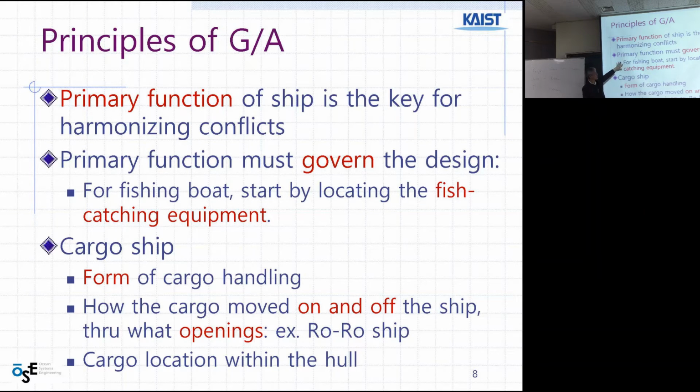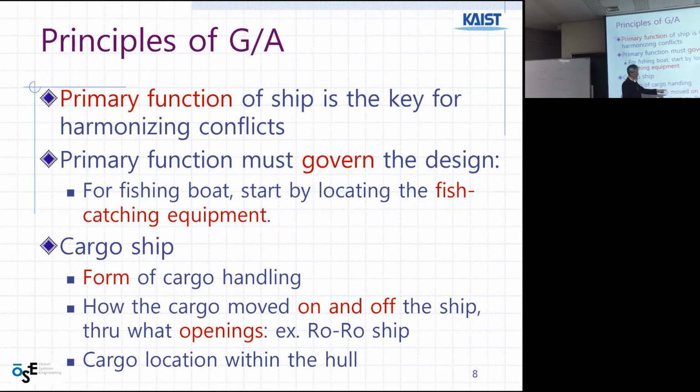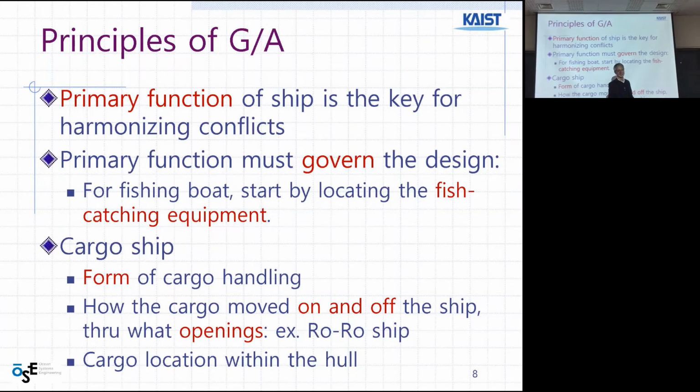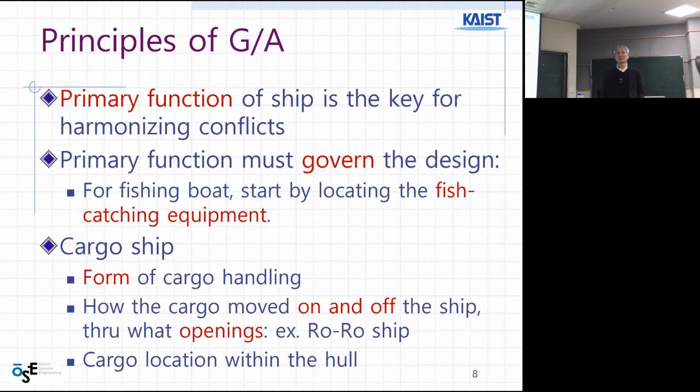For a fishing boat, start by locating the fish catching, and for cargo ships, the type of cargo handling. For container ships, we will see that there is a roller ship, right? What is a roller ship? A roll-on roll-off ship. The cargo is rolling. The car carrier, or train carrier.